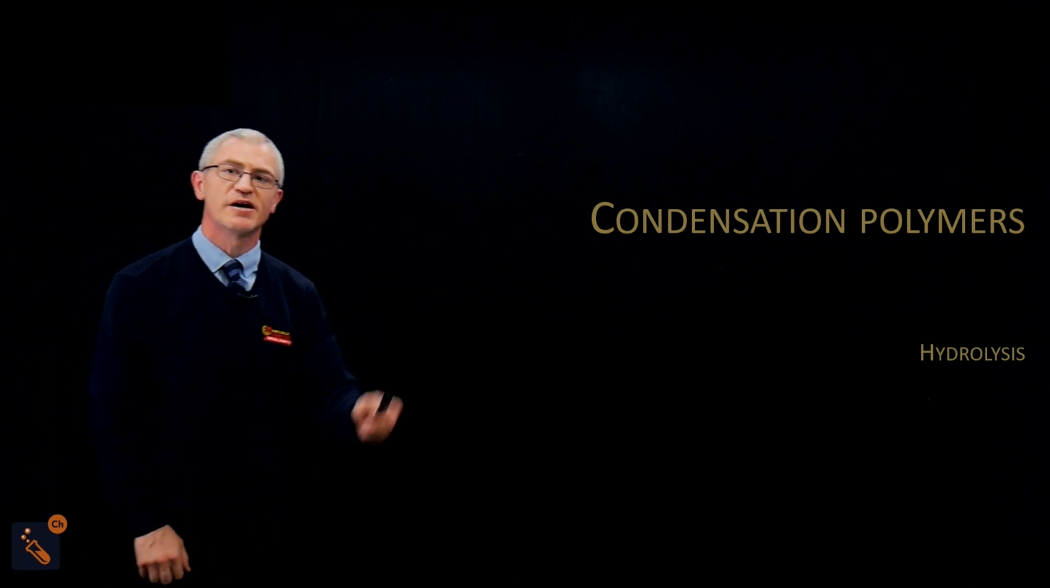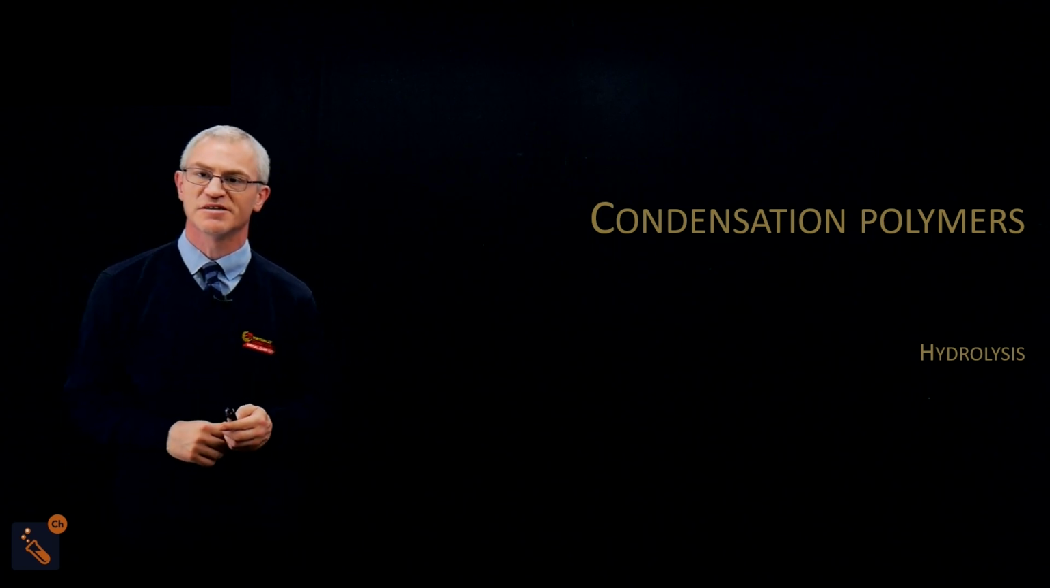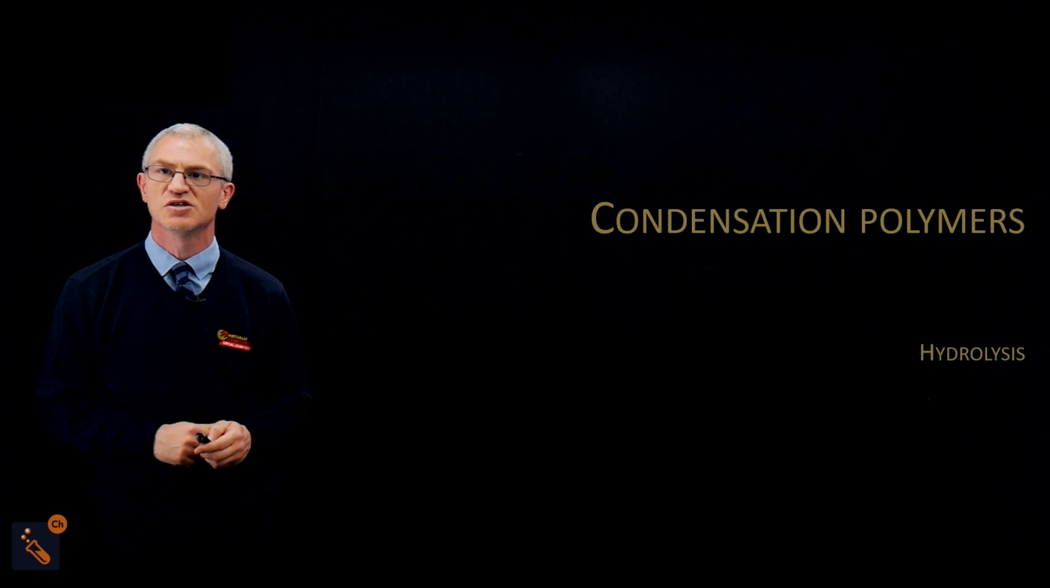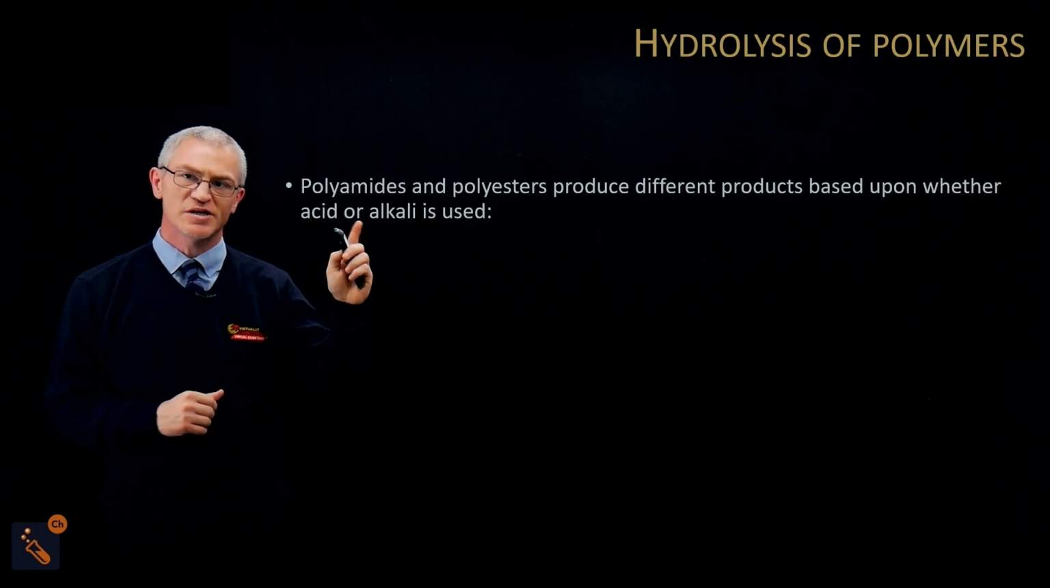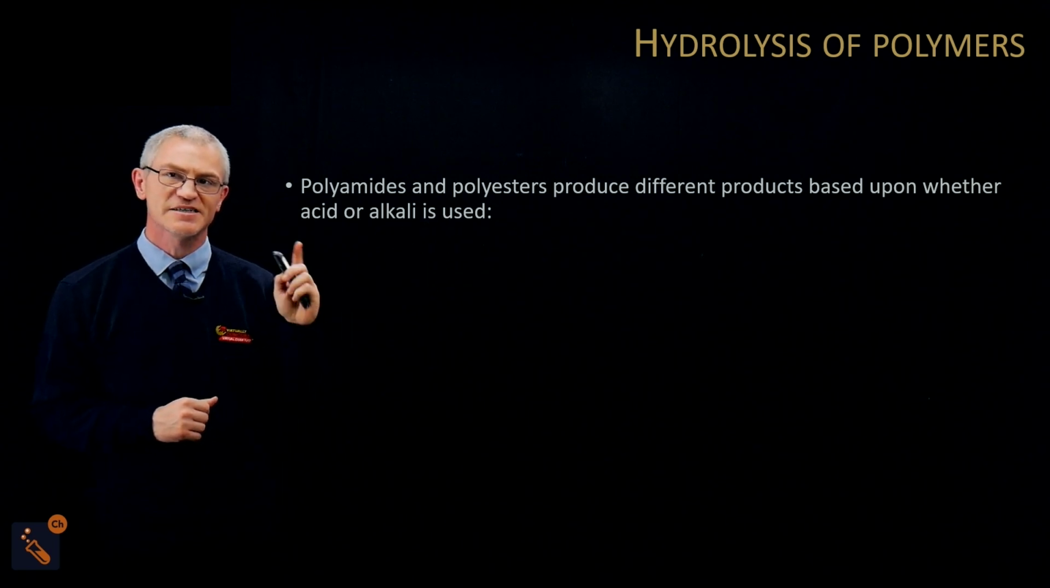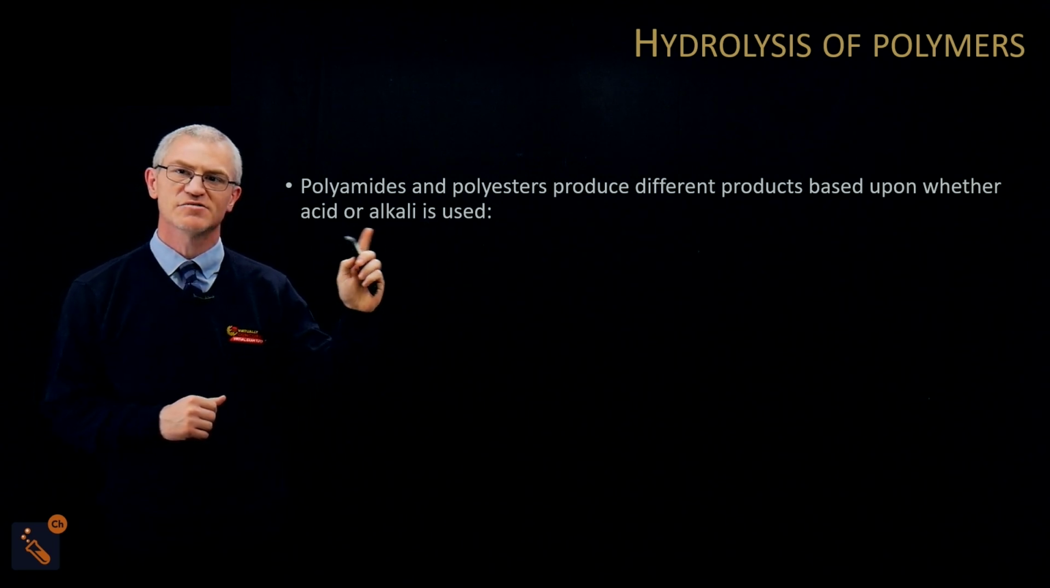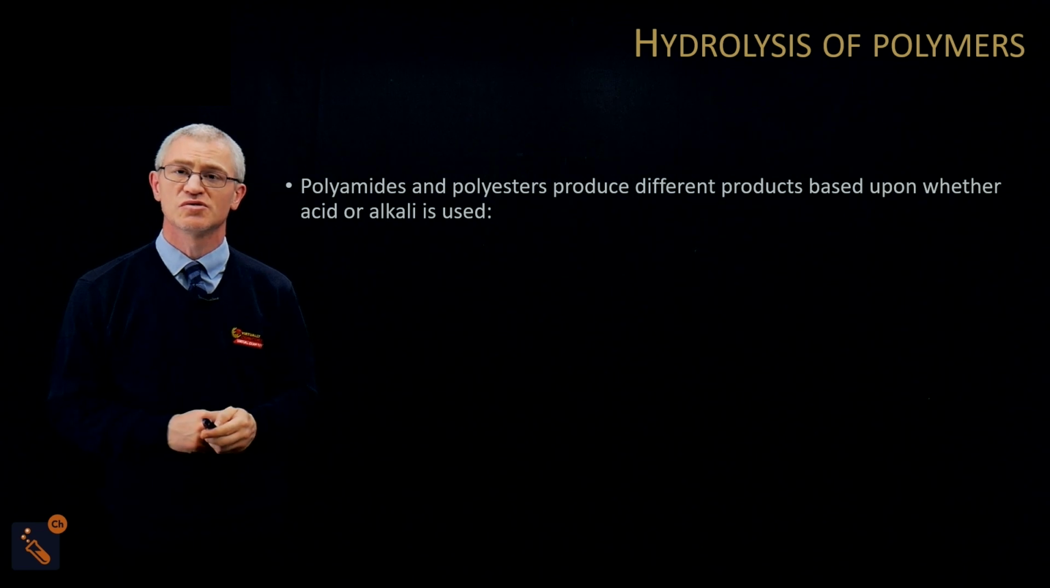So in this video, we're going to talk about condensation polymers and hydrolysis. We're going to go through lots of different examples of how you hydrolyze, and it always comes up in exams, so it's a really good topic to do. So, hydrolysis of polymers. It can be done with polyamides or polyesters, and it's based totally on whether you use the acid or the alkali to do the hydrolysis.